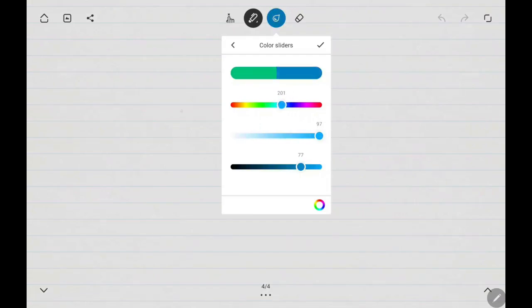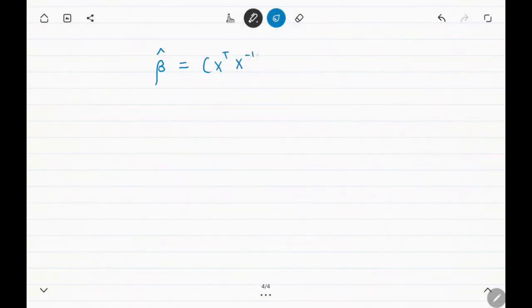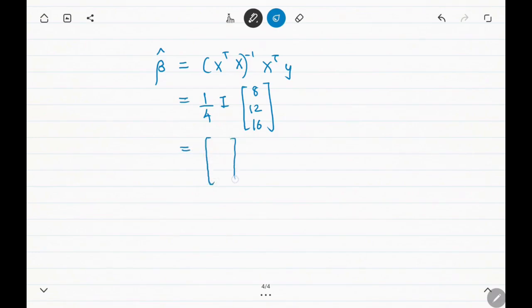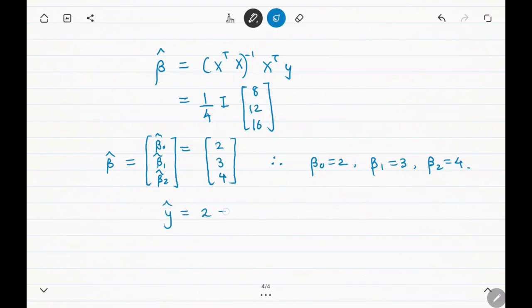Now finally we'll substitute everything in the normal equation. So beta hat is equal to (X transpose X) inverse times X transpose y. X transpose X inverse is 1/4 times identity, and X transpose y is [8, 12, 16]. So therefore your final answer is [2, 3, 4], and therefore the fitted model is y hat is equal to 2 plus 3x1 plus 4x2.